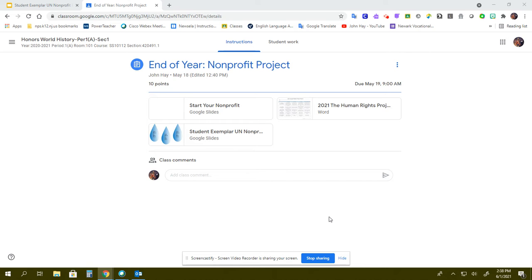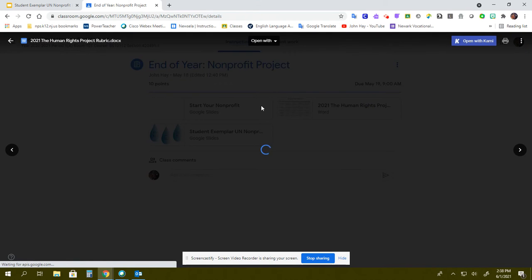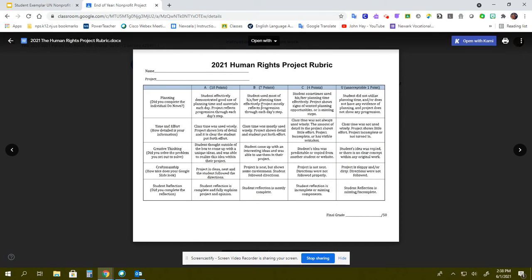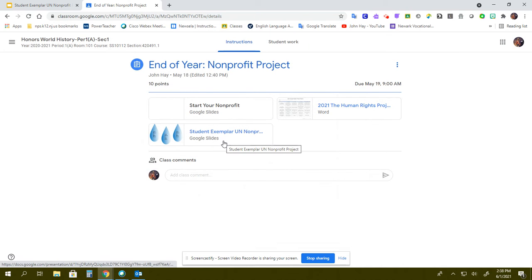If you are on your end of year nonprofit project, if you click on this, it should be your project. You click on this here, it'll bring up the rubric. Again, guys, you should really look at the rubric and think about the rubric as you make your stuff, because if you're not really building your project to look at the rubric, what's the point? And also, it has the exemplar, which we're going to click on.